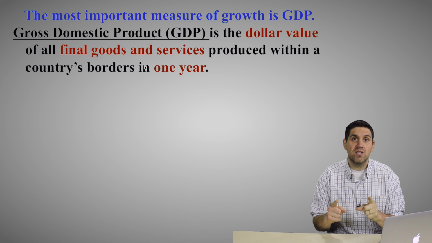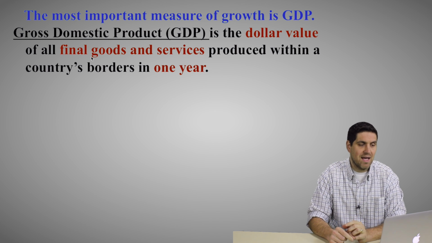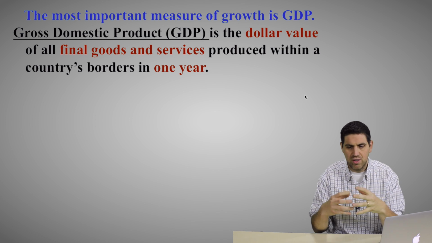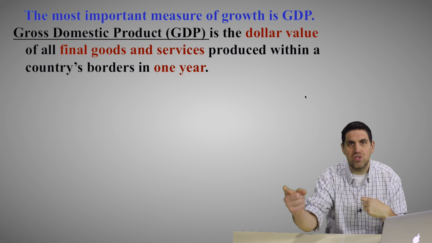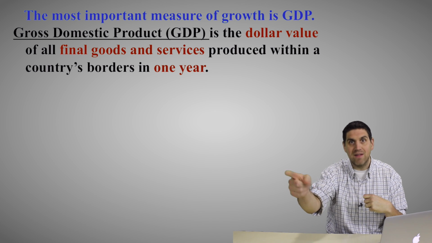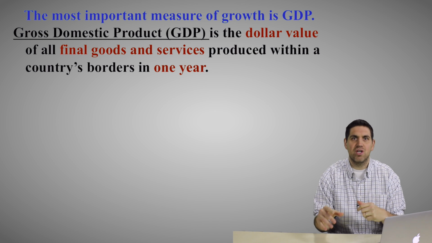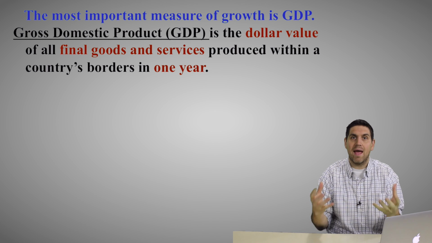It's also final goods, so it doesn't count intermediate goods, and it's in the country's border. So if an American owns a business in Japan and they're producing stuff that is bought and sold in Japan, that counts towards Japan's GDP. So it has to be produced in your own country to count in your own GDP.